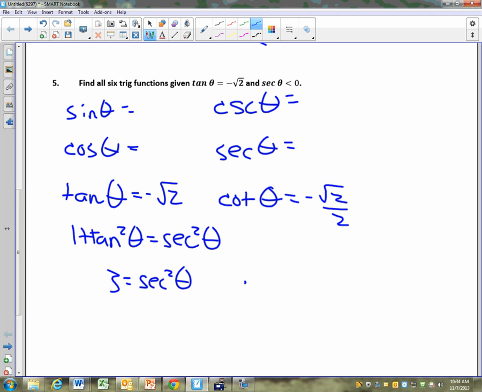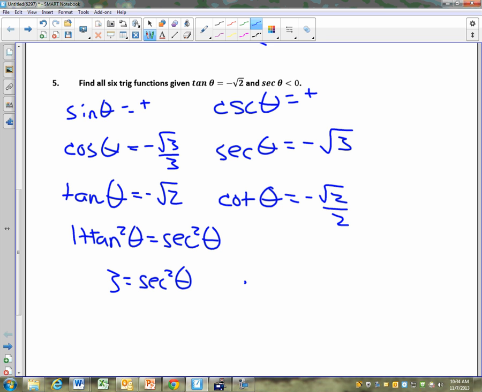exactly. Now, because we're in the second quadrant, we know that sine is positive and cosecant is positive, whereas cosine and secant are both negative. So this is going to be the negative root of 3. Take the reciprocal, negative root of 3 over 3 when you simplify.